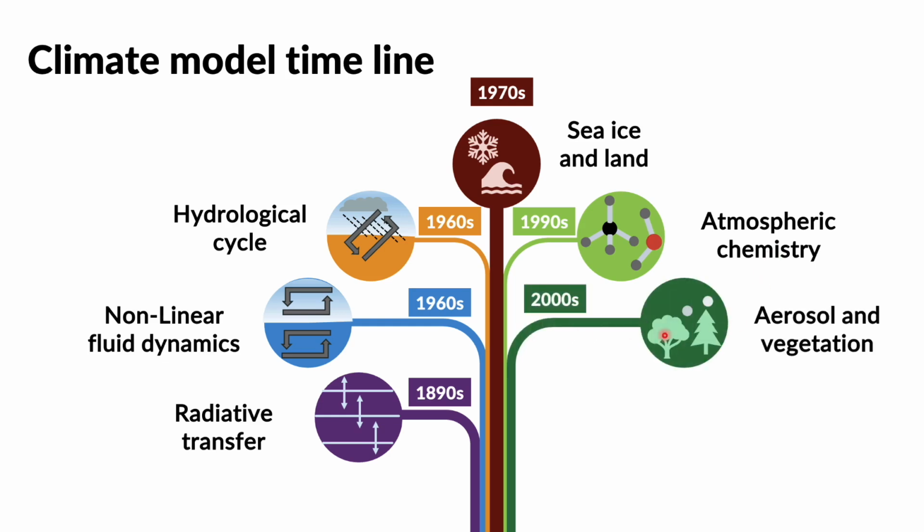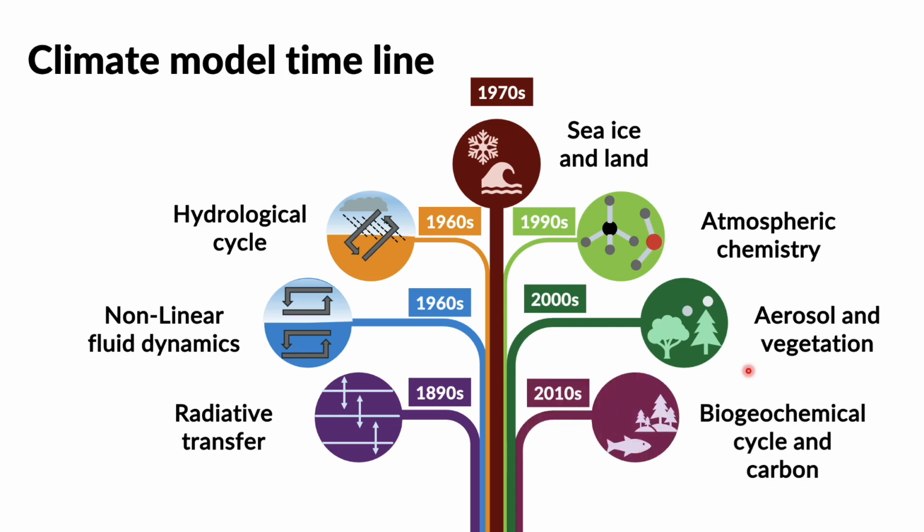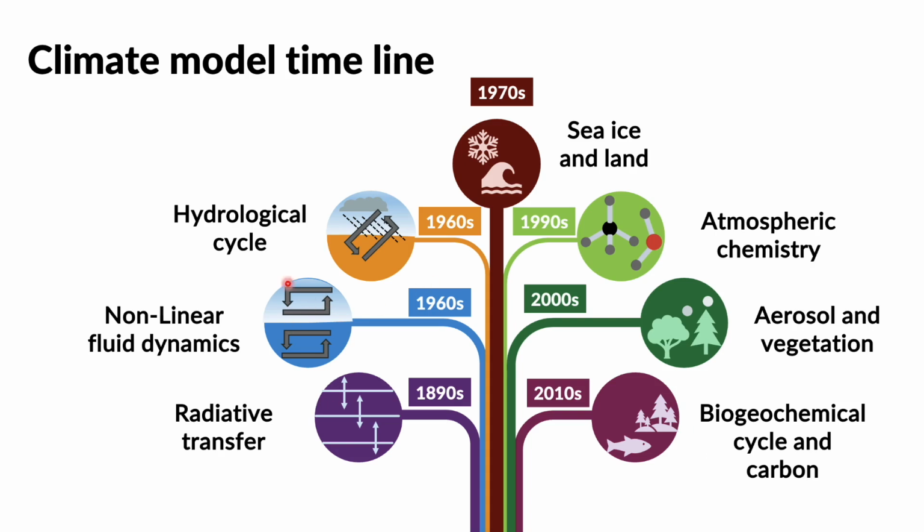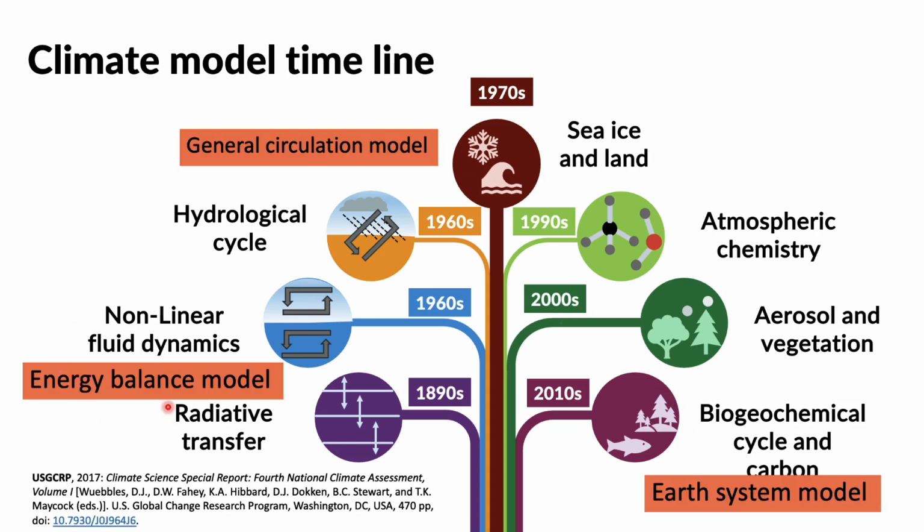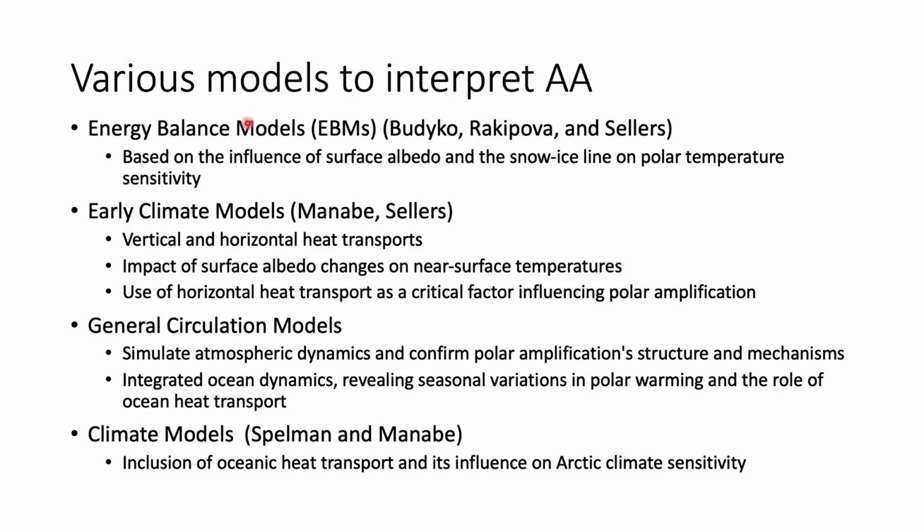And in the 2000s, people started using aerosol and vegetation in the models. And recently, in 2010 and after, people started using biogeochemical cycles and carbon cycles in the study of Arctic amplification. So these are all the various changes in the climate models over time. These are called the energy balance models, and in the 1970s people started using general circulation models, and currently we are using the earth system models. So these are some of the examples of the models used to interpret the Arctic amplification.